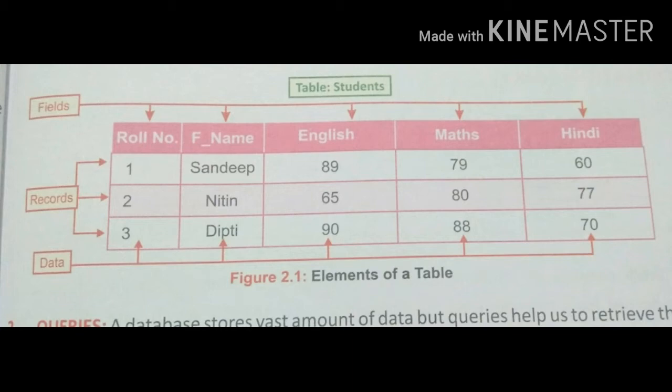We can see the table on the screen, that is elements of a table. There you can see the columns are called fields, records a row, the data in a row are called records. Each one, that is roll number, first name, English marks, maths marks, Hindi marks, that is the data. Then queries. A database stores vast amount of data, but queries help us to retrieve the filtered data based upon some conditions.